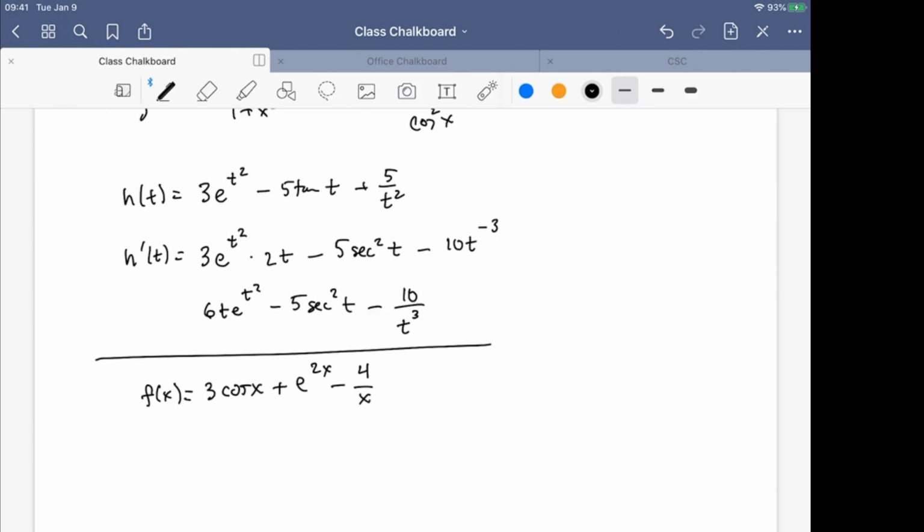And this time, instead of doing the derivative, we want to do the antiderivative, find the most general antiderivative that we can. Okay, so two of these terms are going to be pretty easy. What's the antiderivative of cosine? Yeah, negative?